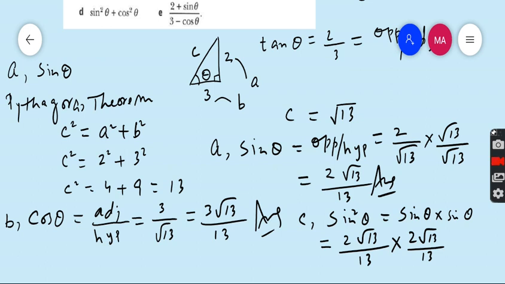2 2s are 4. Multiply root 13 into root 13, which is just 13 because the roots cancel, and 13 into 13. The 13 cancels by this 13. The final answer is 4 upon 13. So this is the answer of part C, sine square theta. What is part D? Sine square theta plus cos square theta.